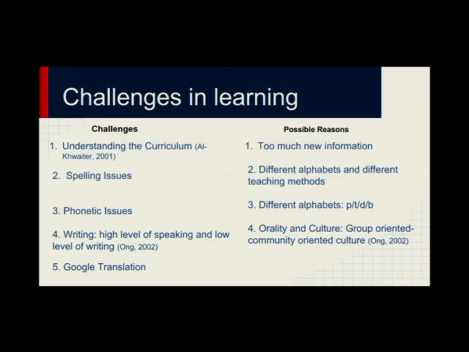Orality and culture. This is discussed in a lot of detail by Ong in his book Orality and Literacy. And he clearly says that Arab culture is a community-based culture. People love to talk. So if you ask a Qatari student to sit in the library and study for 4 hours, he's going to kill you, because people like to move. People are friendly. People want to talk to someone. So it's very hard for people to sit in a quiet place and study for hours and hours. But if you ask them to work on a speaking task, they'll be ready in 1 minute.